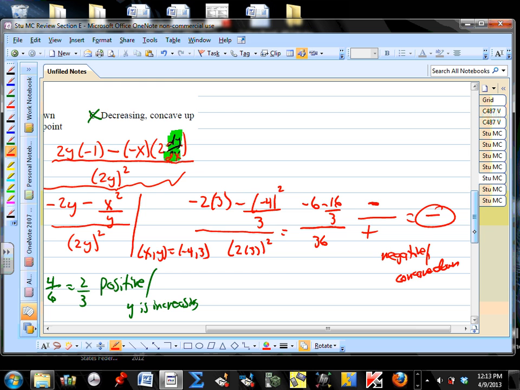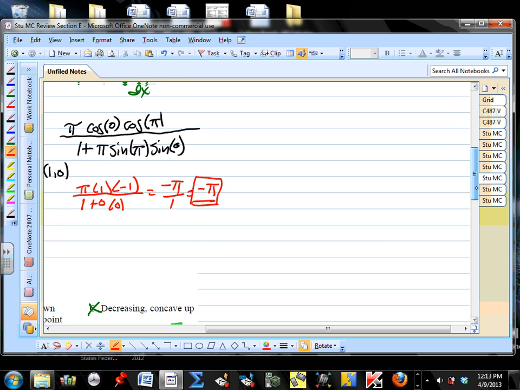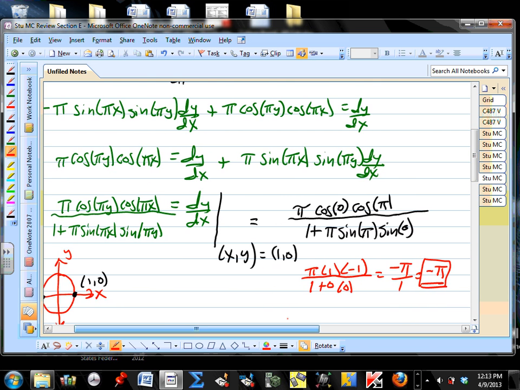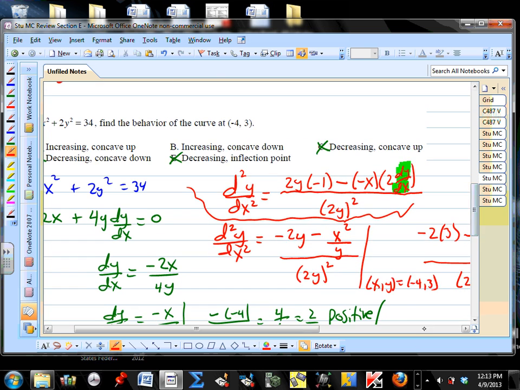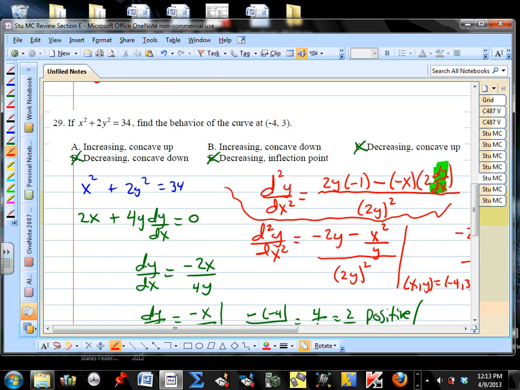So let's see which remaining option has concave down as an answer. Sorry about that mix-up. Looks like A is out, and the winner is B. Our function is increasing and concave down at the point -4, 3.